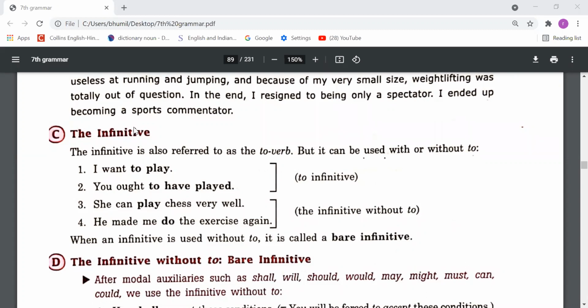तो हमें यहाँ पे समझना है जो इन्फिनेटिव वर्ब्स होती हैं वो to plus first form होती है, परंतु कहीं कहीं हम बिना to के भी लिख देते हैं. कहाँ पे लिखते हैं, जहां पे हम मॉडल ऑक्सिलरी वर्ब को यूज करते हैं, यानी कि can, could, may, might, would, should.